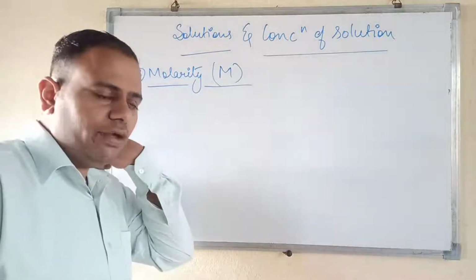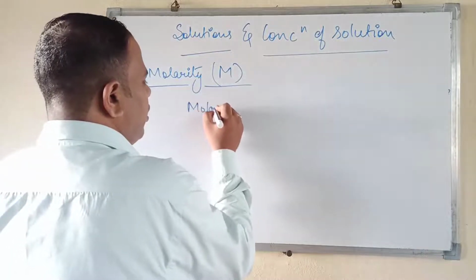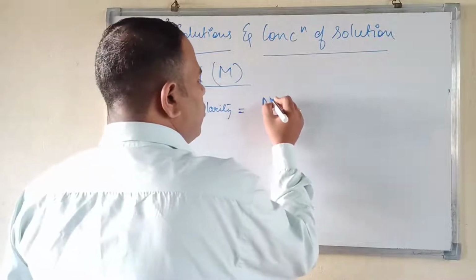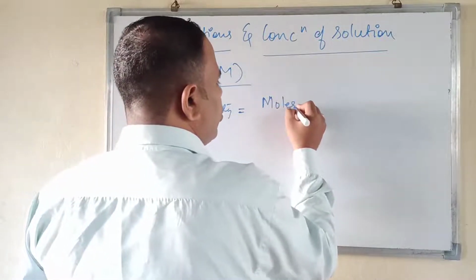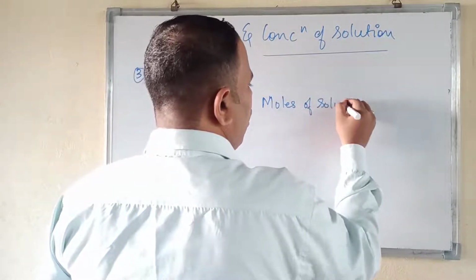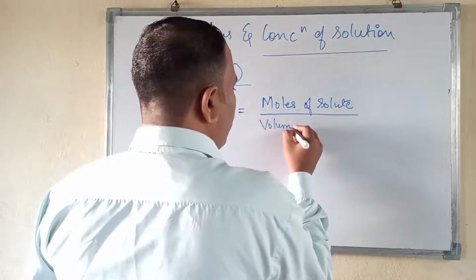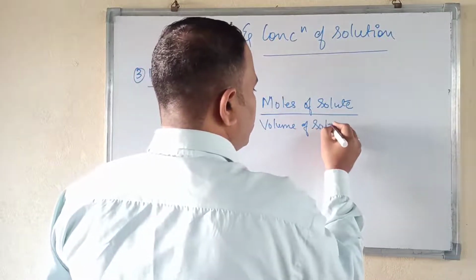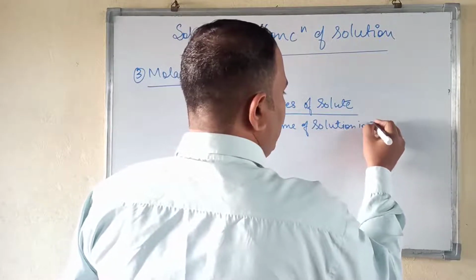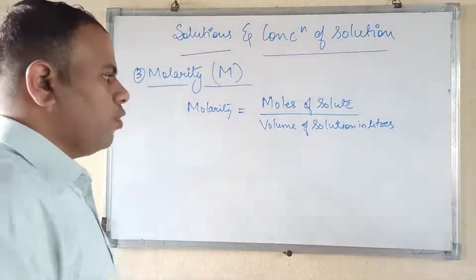It is one of the widely used units here. So how to define molarity? Molarity is the moles of solute divided by volume of solution in liters. So, moles of solute divided by volume of solution in liters.